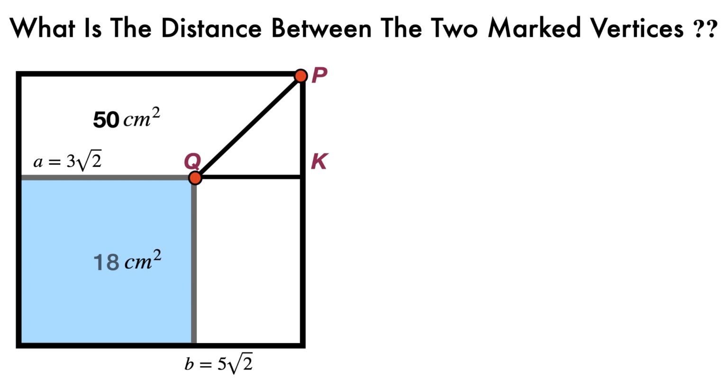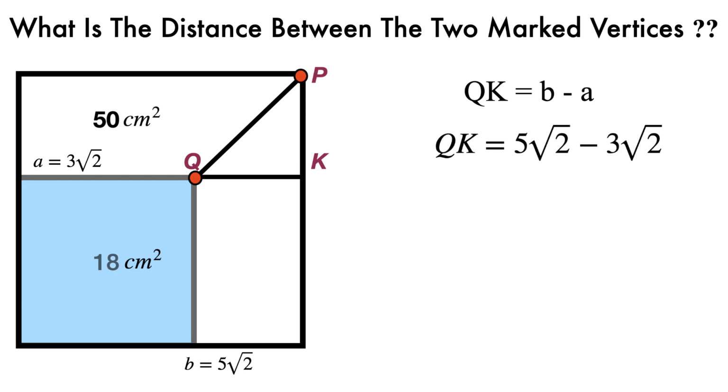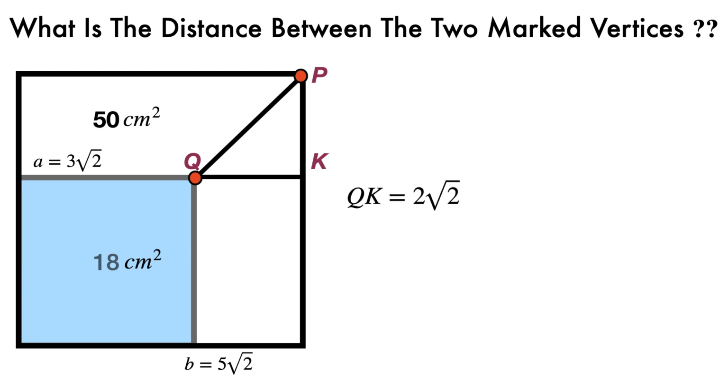Now if you observe the figure carefully, QK is equal to B minus A. That is, the length of the side of the larger square minus the length of the side of the smaller square. Thus it follows that QK equals 5 times square root of 2 minus 3 times square root of 2 centimeters, which is equal to 2 times square root of 2 centimeters. Applying the same logic to the side KP, the value of KP equals 2 times square root of 2 centimeters.